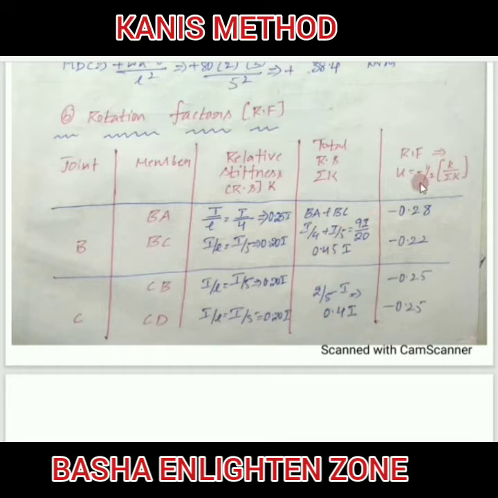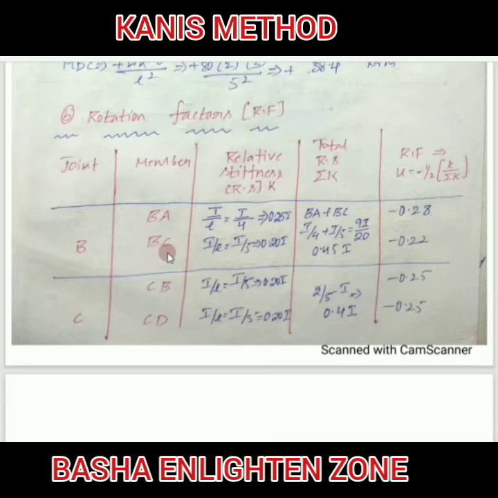Then go to the rotation factor. So U equal to minus 1 by 2 into K by sigma K. For example, if I want to calculate the rotation factor for member BA, see here, U equal to minus 1 by 2. I am taking the relative stiffness for only the BA member, that is 0.25I. And what about the sum K? The sum K will be equal to the total relative stiffness for that particular joint, that is 0.45I. So here, minus 1 by 2 into 0.25I by 0.45 into I. Then you will get minus 0.28.